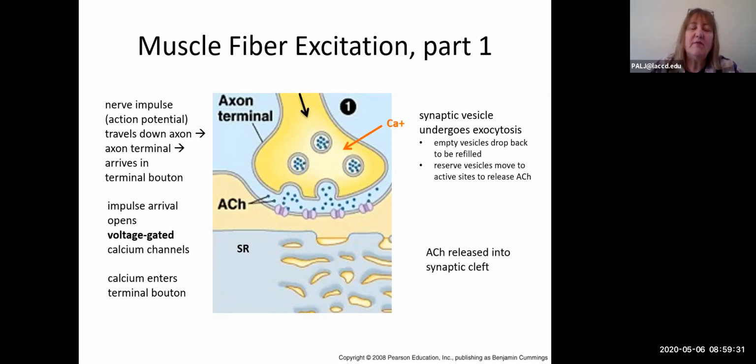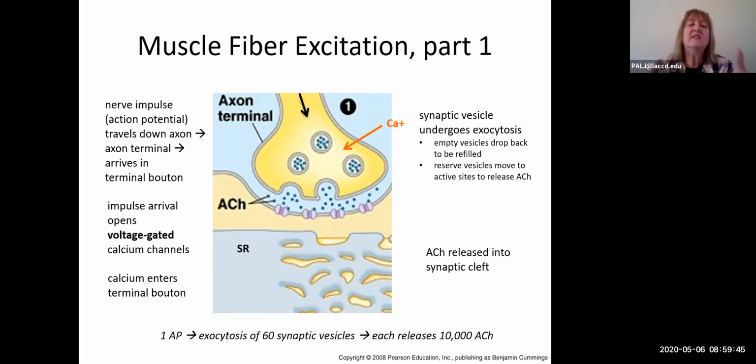Okay, so we left off with acetylcholine being released in the synaptic cleft. And what it's doing is it's looking for its receptor on the postsynaptic cell. So in this first part, we had one nerve impulse or one action potential, which traveled down the axon, hit a voltage gated calcium channel, causing the influx of calcium, which caused synaptic vesicles filled with neurotransmitters to undergo exocytosis. It actually causes around 60 synaptic vesicles to undergo exocytosis, and each one of those releases about 10,000 acetylcholine. So when I say they're releasing their neurotransmitters into the synaptic cleft, the one neurotransmitter we're thinking about, acetylcholine, is looking for its receptor on that postsynaptic cell.